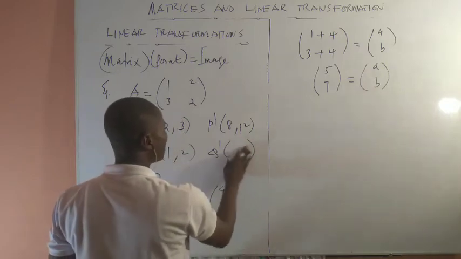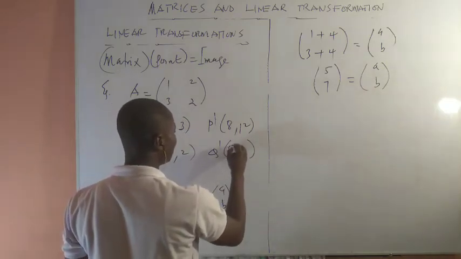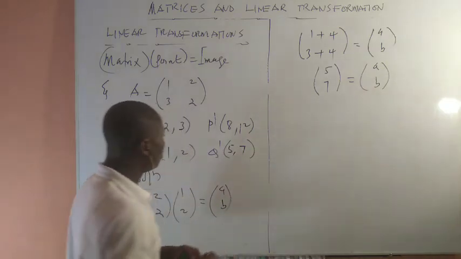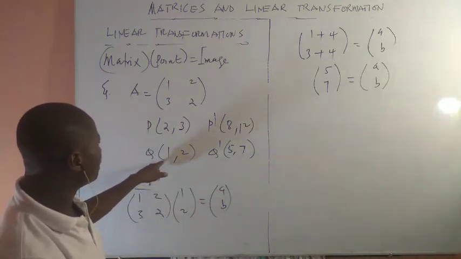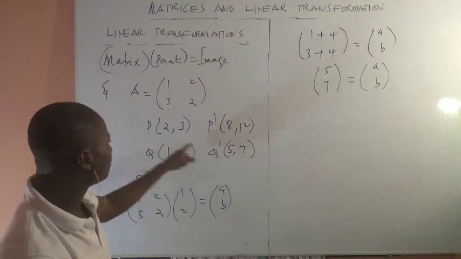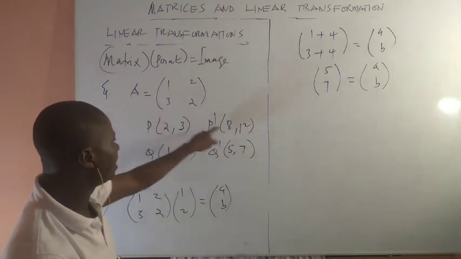So when we write the 5, 7 here, I want you to understand what we are doing. That's why we are generating our own question. So we are 5, 7. That means that if you transform this point under this matrix, you get 5, 7. If you transform 2, 3 under this matrix, you get 8, 12.